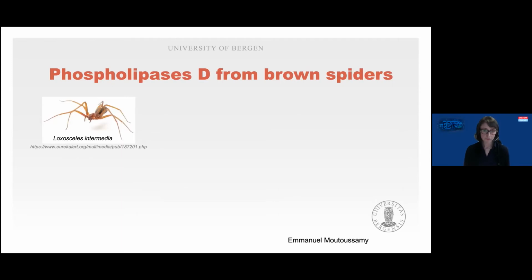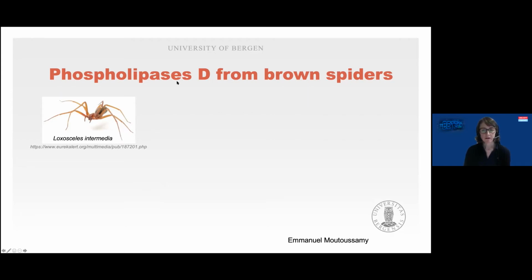I want to show you two examples very quickly. The first one are Phospholipases D. So those are proteins that are found in the venom of brown spiders. These are not spiders I would like to meet. They are quite venomous. And the Phospholipases D, what they do is they bind to the cell membrane on the cells of their prey, and they will start degrading the lipids there. And that has a number of consequences for the prey, and it really isn't good for it.